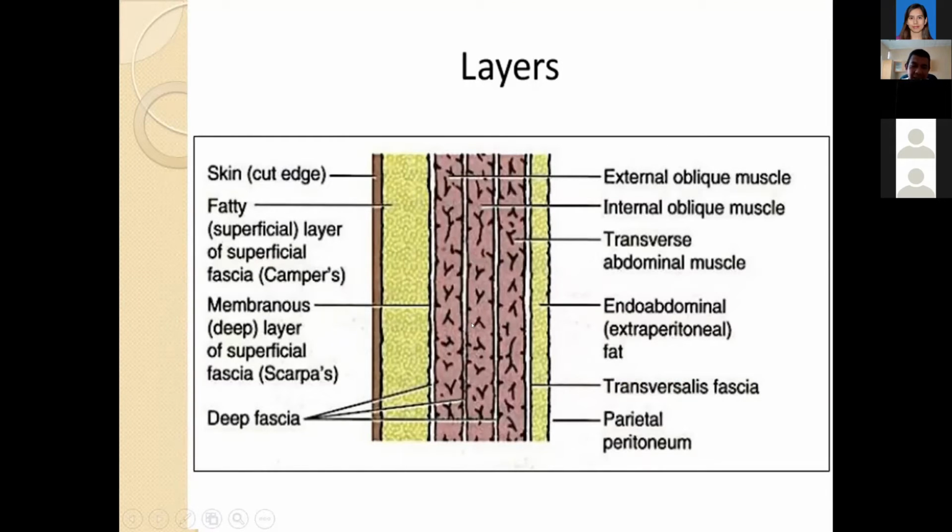Okay. So this is the basic layer of the abdomen. Later on, we will see that when you do different incisions, you may cut different layers of muscle. You start with skin, fatty layer, Scarpa's fascia, membranous deep layer. You get a deep fascia, external oblique, internal oblique, transverse abdominal muscle. You get transversalis fascia, extraperitoneal fat, and peritoneum. This layering is very important later on when you repair a hernia, what is meant by inlay graft and onlay graft. All this is based on these layers.